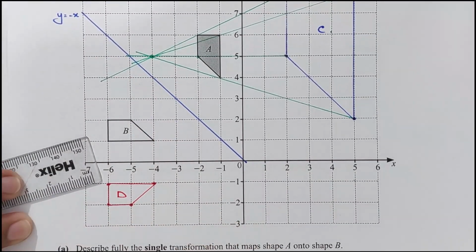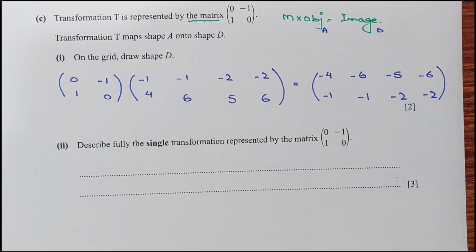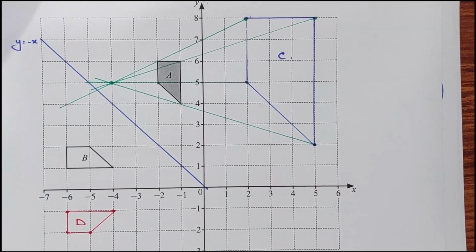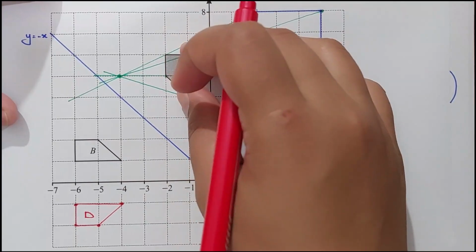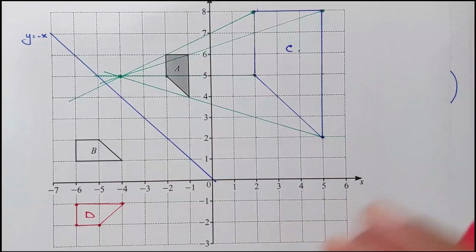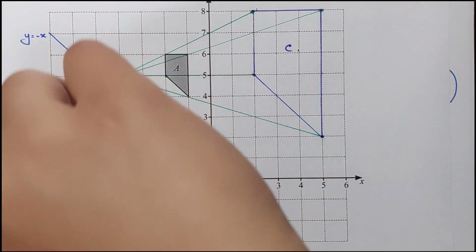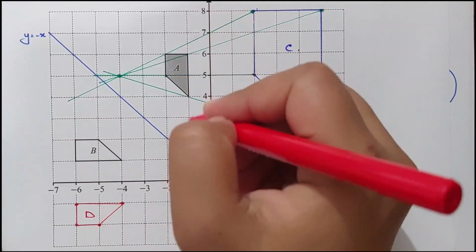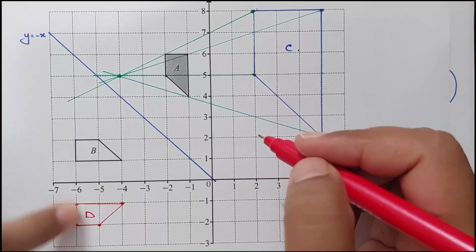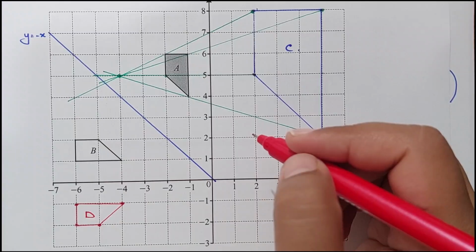Okay. The second part: describe fully the single transformation represented by the matrix. As we know, the matrix transforms shape A onto D. So what is that transformation? If I pick this side of A and rotate it, I get this side. So it is basically a rotation, a 90-degree rotation, anti-clockwise, opposite of the clock. And we have to find the center of rotation.